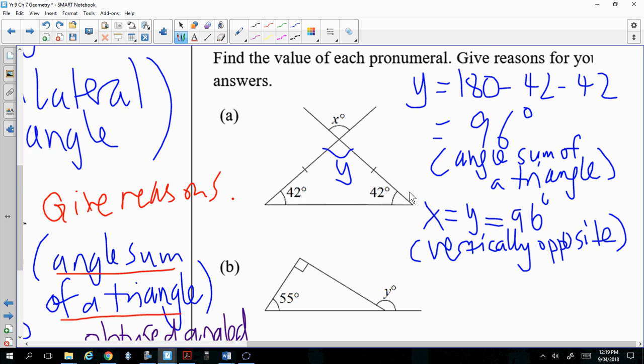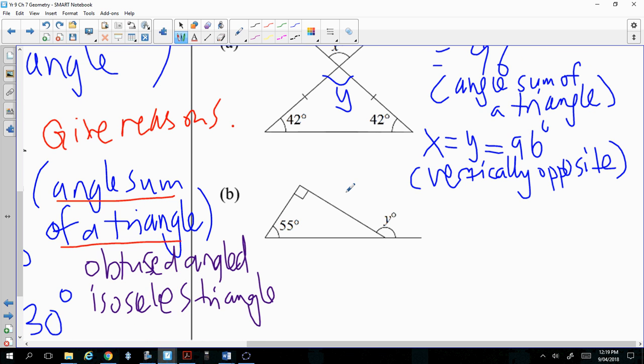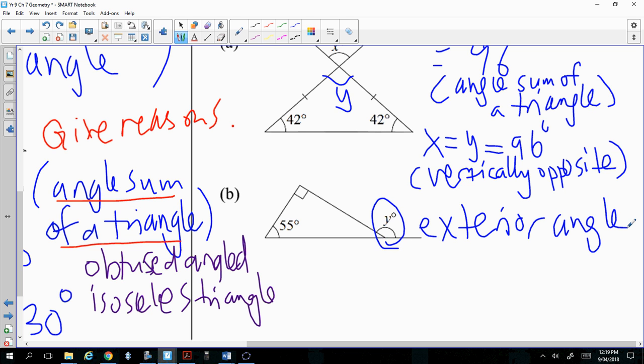To find y, we say y is the exterior. Yes, Declan? So y is, if you see that line, that's y at the bottom, it goes up, and that's what you want to make. It's 180. So you have to find the angle sum of the triangle, which is 180 minus 55 plus 90, which is 35.